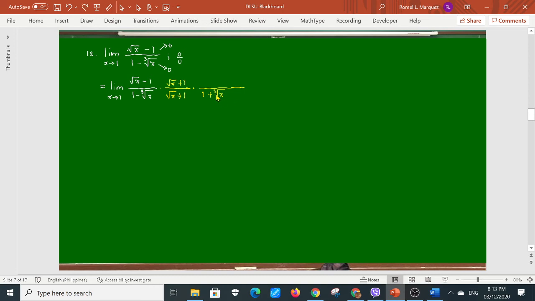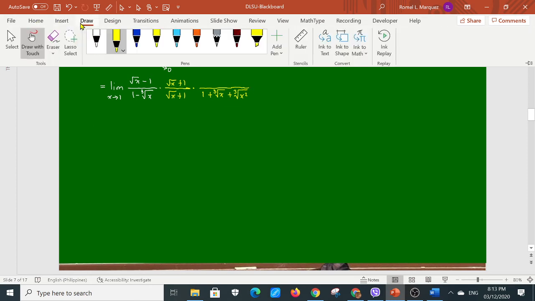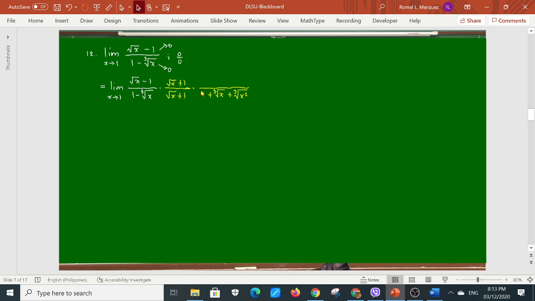And then plus the square of the cube root, so cube root of x squared. Okay? We copy that. Hopefully it copies. It doesn't want to copy. Copy. There. So that's the numerator also.